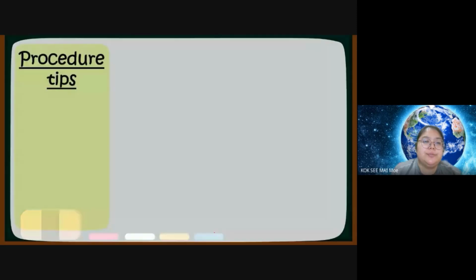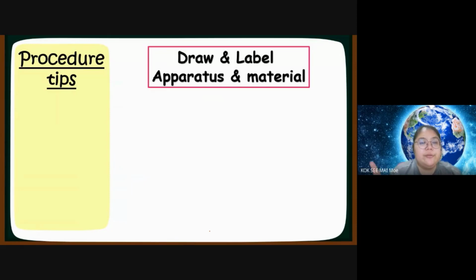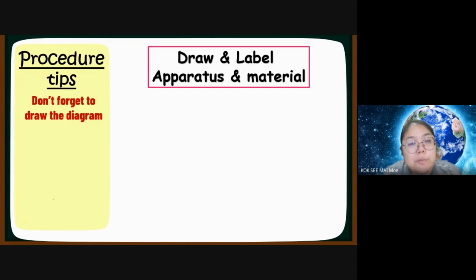Okay, then we're going to see procedure tips. How to write the procedure? First, drawing. Drawing, just now I showed you already. Must draw and label. Okay, important. So don't forget to draw your diagram. And must draw, after that label clear. If your label is clear, that means your procedure no need to write so much already.